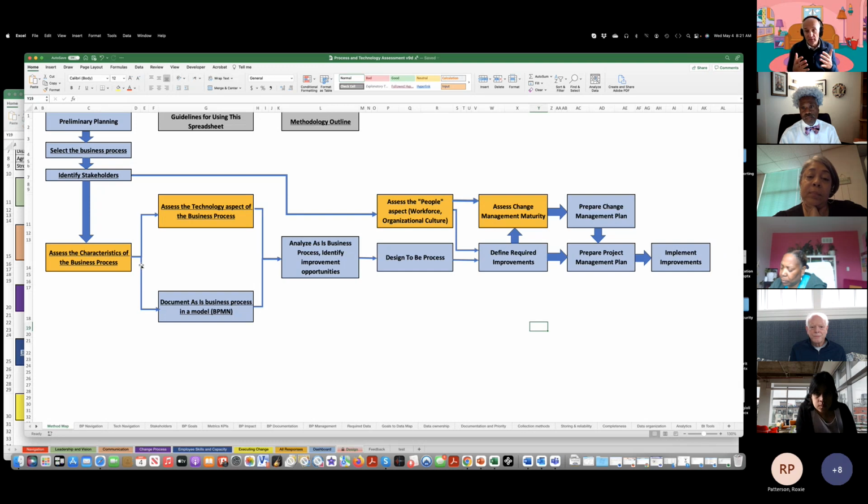Because if we ask people, are you comfortable with change in general, without telling them, okay, this is the change we're talking about, nobody's comfortable with change. I mean, I'm certainly not comfortable with change.